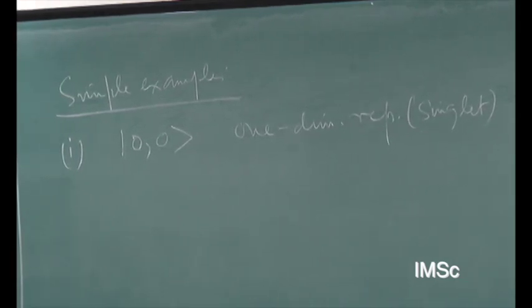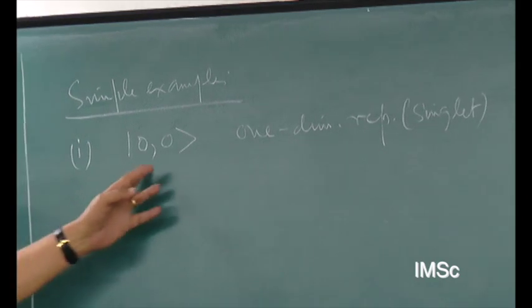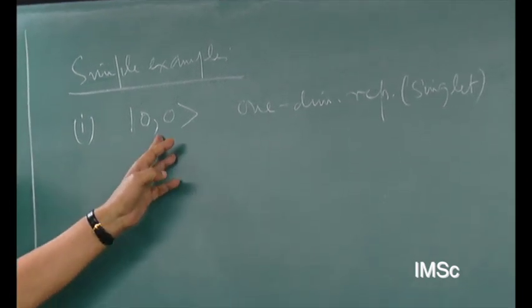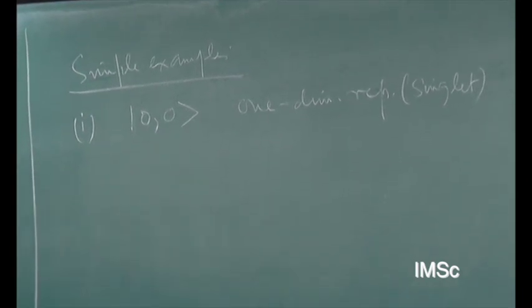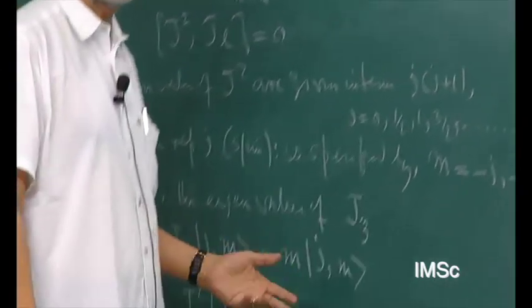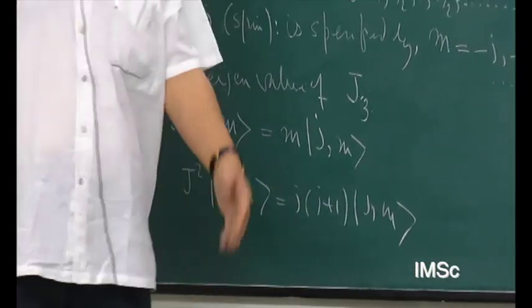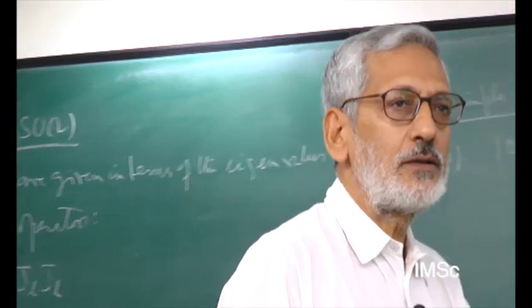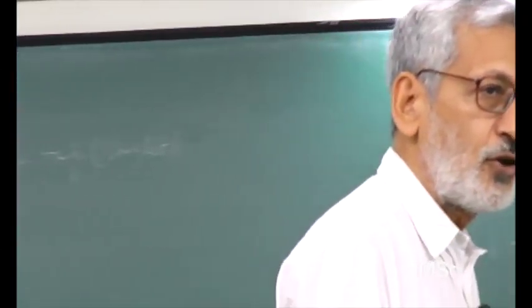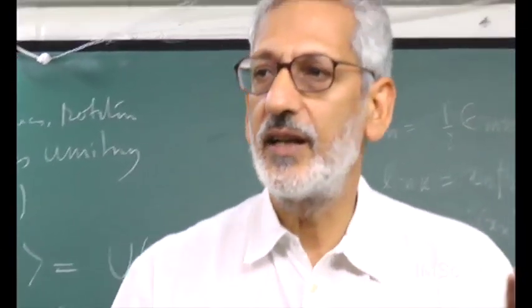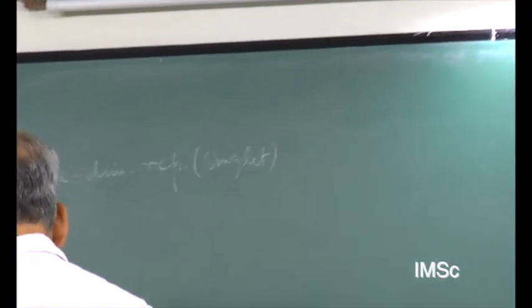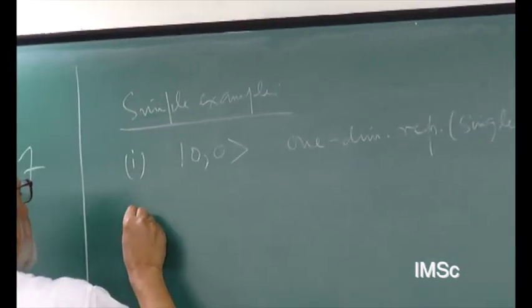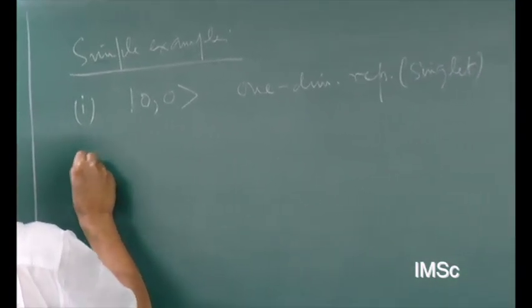And the generator J in this representation, J squared has eigenvalue 0, J3 has eigenvalue 0. So J is 0. So rotation leaves this unaffected. It's a singlet of rotation. Rotation does not transform it at all. So that was a trivial representation.